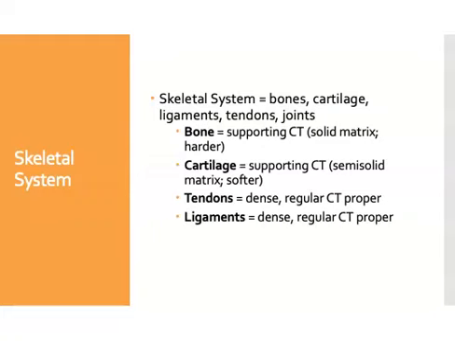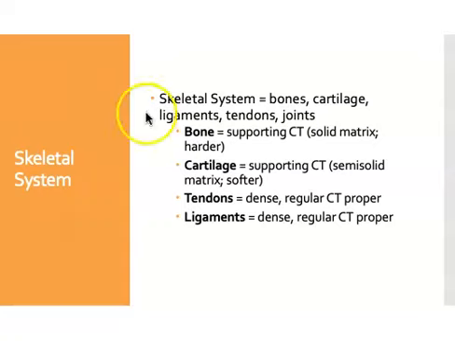The skeletal system is made up of bone, cartilage, ligaments, tendons, and joints. Bone and cartilage are supporting connective tissue. The tendons and ligaments are actually made out of dense, regular connective tissue proper. We'll be talking about tendons and ligaments when we talk about the joints.